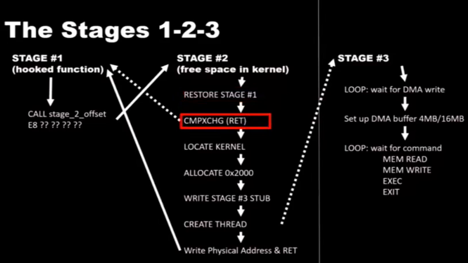Then we check if we are the first thread running here. We might run in a multi-threaded environment. And if we are not the first thread running here, we immediately jump back to the now unhooked stage 1 function and resume the normal execution flow for that kernel thread. But if we are the first thread running here, we locate the base of the kernel, and we need that in order to look up some function pointers that we are going to need later on.